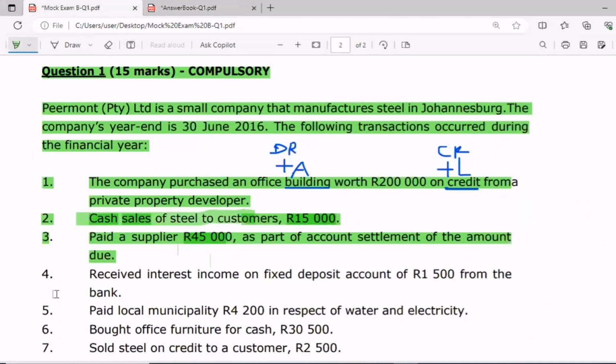Now we move on to the next one, number 4. Interest, I received interest income on fixed deposit account of 1.5 from the bank. So we have the amount that we have fixed with the bank. So the bank has paid us the interest of 1.5. So guys, 2 accounts affected. It's going to be the interest income. So remember, all income increases the value of equity. And then the second account affected, obviously, is going to be bank, because the interest that you are receiving will be deposited into our bank account.